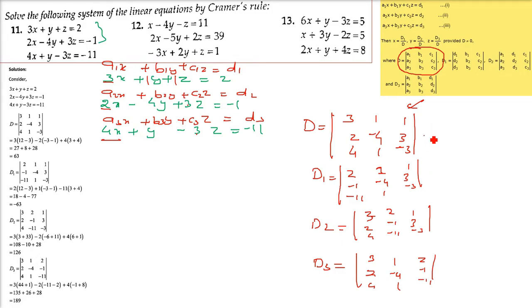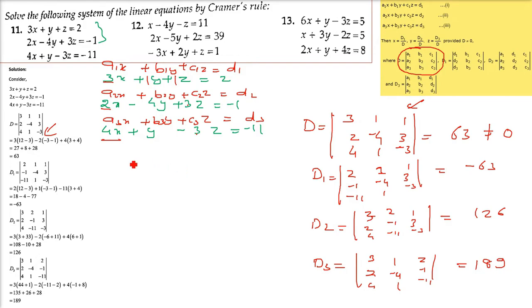I hope you know how to do the determinant. I am writing the final values here. If you have time, just do it by yourself. But still, this is just an explanation of the logic of how to do this. D is 63, which is not equal to 0, so we can take it as a denominator. D1 comes as negative 63. D2 will come as 126 and D3 is going to come as 189.